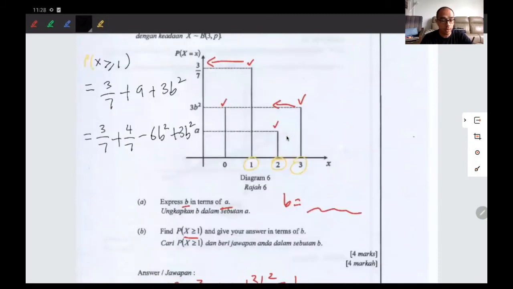Okay, so this will give me 3 over 7 plus 4 over 7 is 7 over 7, which is equals to 1, minus 6b squared plus 3b squared is minus 3b squared. This will be my final answer.